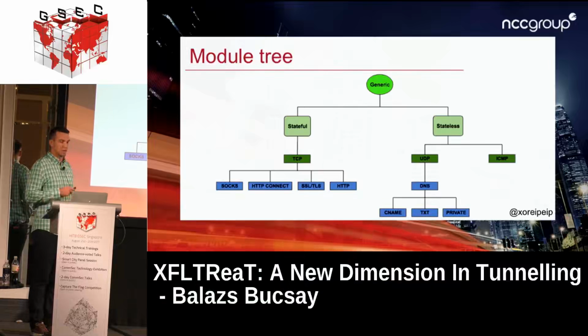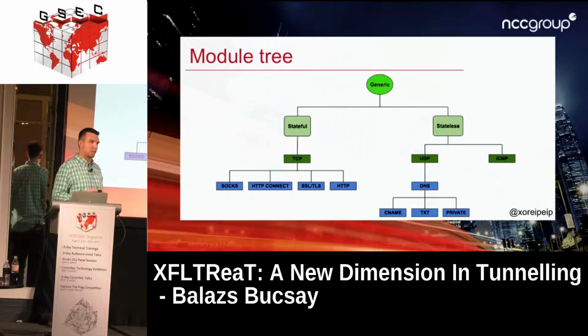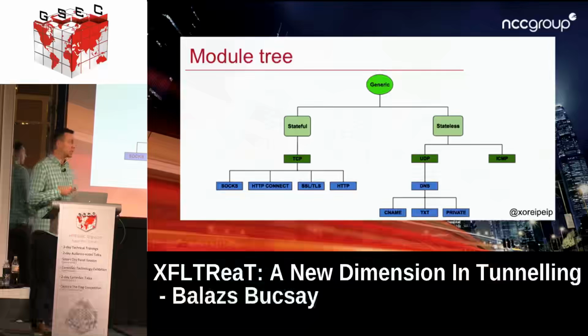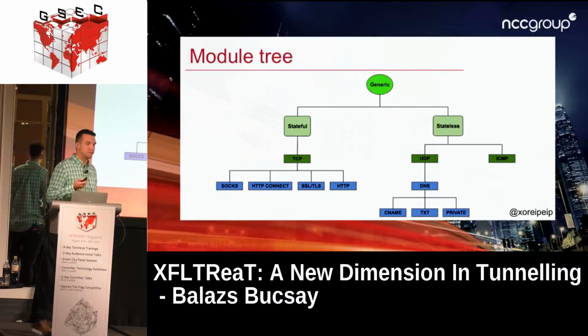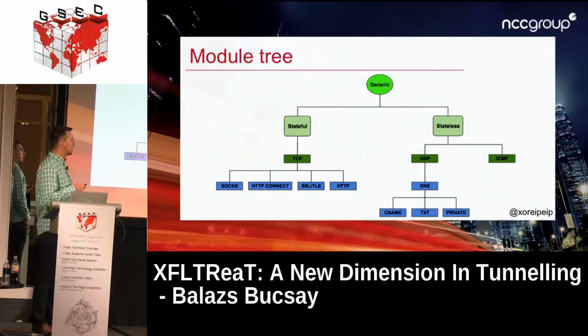This is the current module tree. This is how the framework looks from the module perspective. There is the generic module, which has all the properties and methods that all the modules are sharing. It's object-oriented, so all the modules below the generic one inherit the generic methods and properties. There is a split here because there are stateful and stateless protocols which have to be handled in a different way.